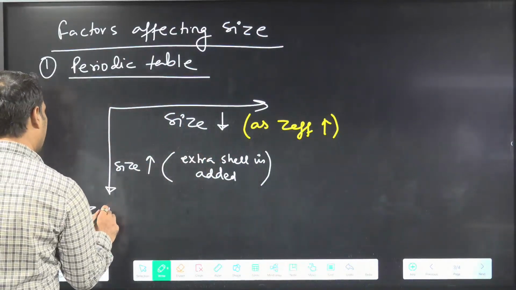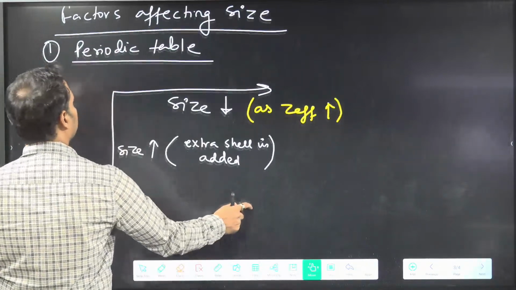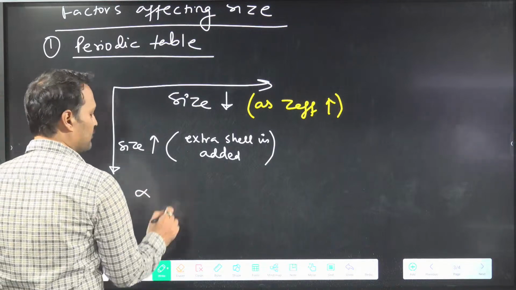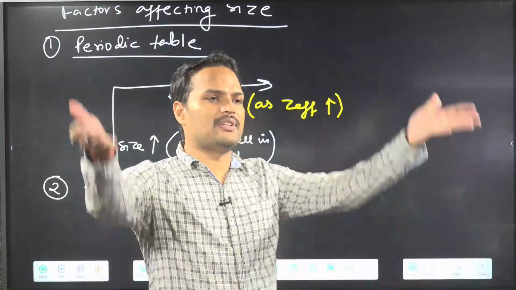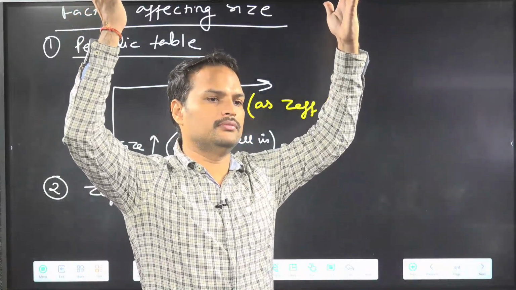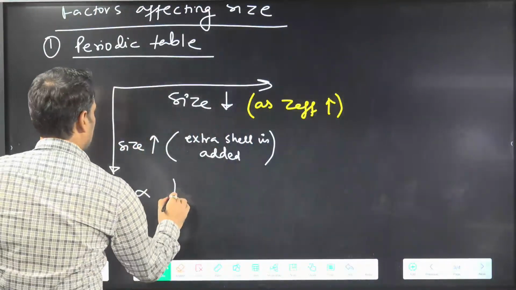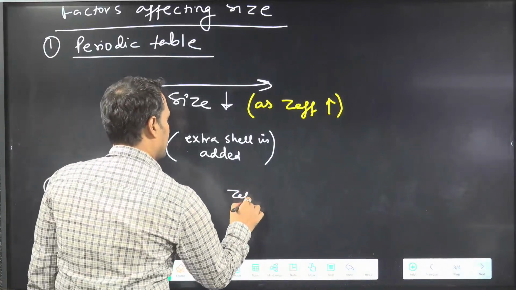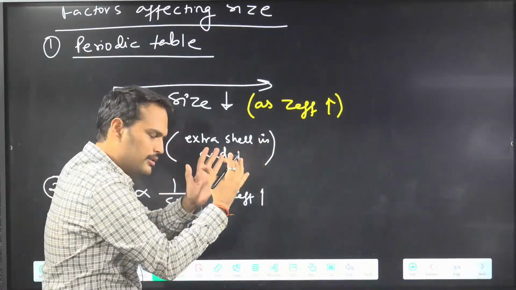Come to the next one, Z effective and size. Inversely proportional or directly proportional? Everyone tell me the second point. Z effective and size. Directly proportional or inversely proportional? Batao. Z effective is more, size is? Size will decrease. So inversely proportional to size. Okay? Z effective increases, nucleus is pulling, size will decrease.